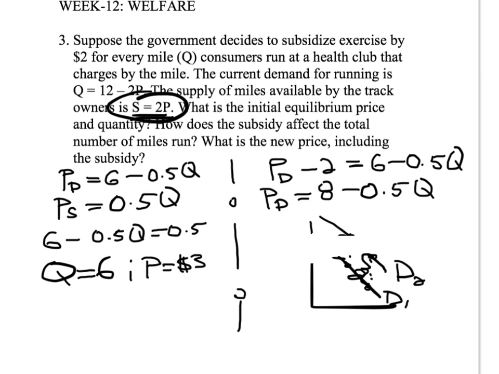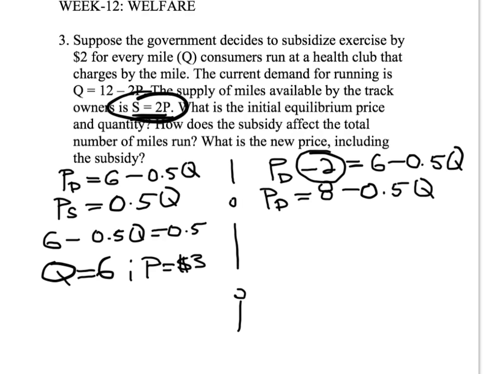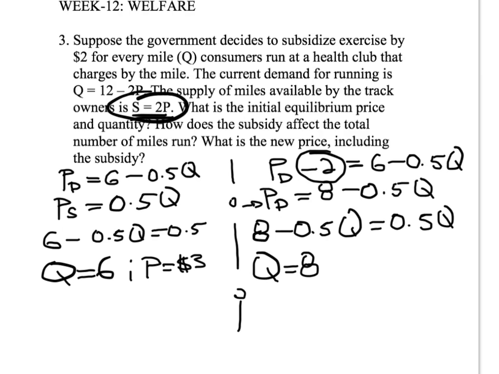But I'm giving you the rationale for it by telling you that you can simply put it in the demand equation by subtracting it from the price, since essentially the government is reducing the price of every mile by $2. But in any case, now we have our new demand curve, and we make it equal to our supply curve, which didn't change; it's still 0.5Q. And now we solve for Q, and we know that the new Q is going to be equal to 8, and the new price is going to be equal to $4.